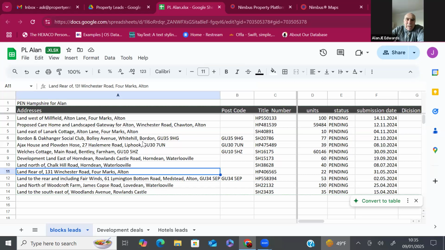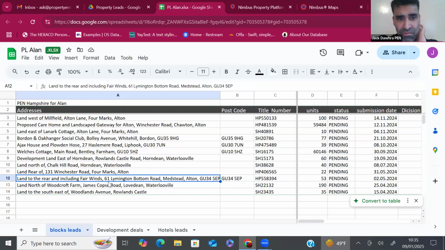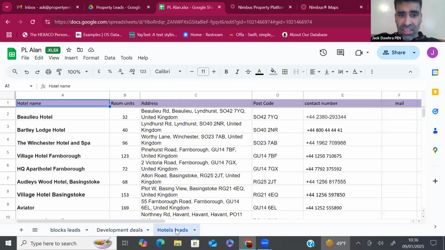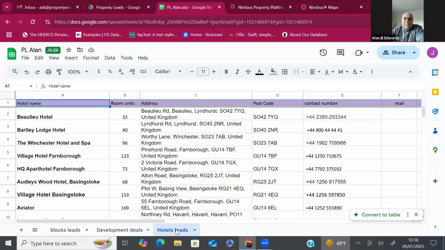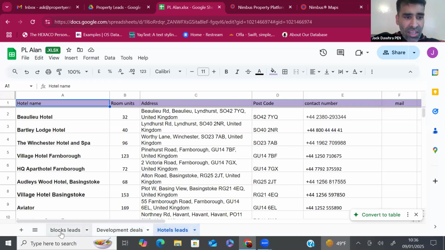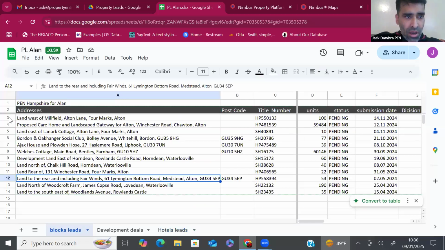All right. So now this is Alan's sheet. He covers Hampshire. Now, within one sheet, there are 3 sheets. I'm going to show you that so you can see. Can you see it says block leads, development deals, and then hotel leads? Everyone's sheet would have exactly the same structure. There would be 3 sheets within your sheet, and it will say block leads, development leads, and hotel leads. Now let's start with block leads. Now let's look at this one.